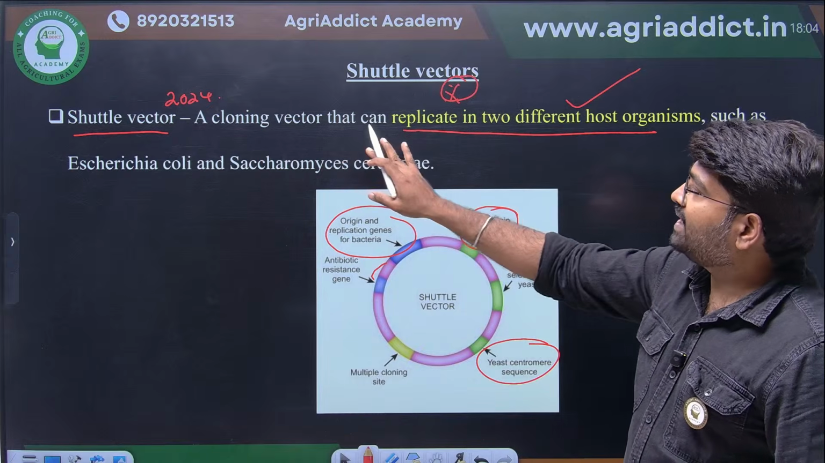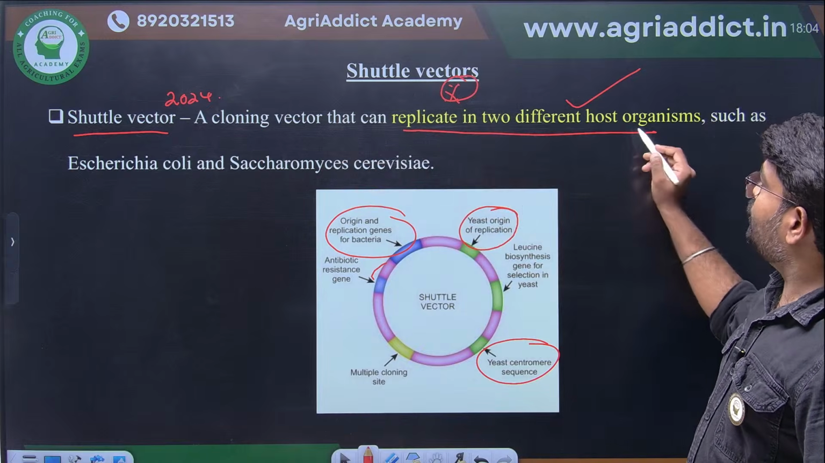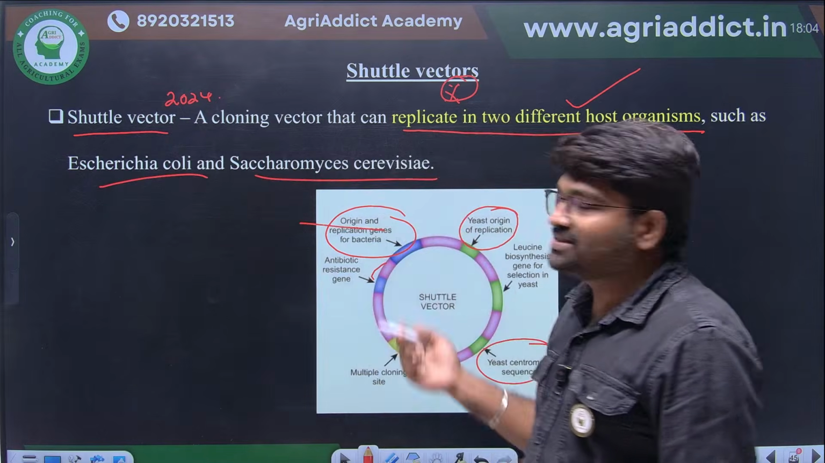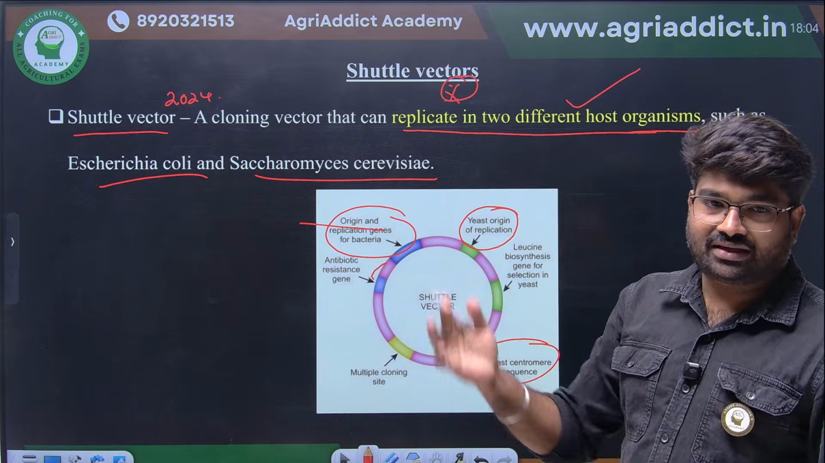A cloning vector that replicates in two different organisms like E. coli and Saccharomyces cerevisiae yeast is known as shuttle vector.